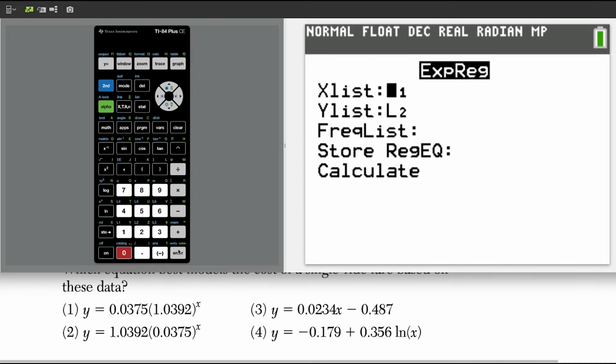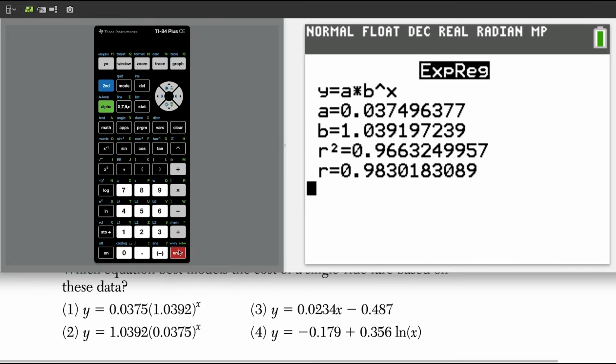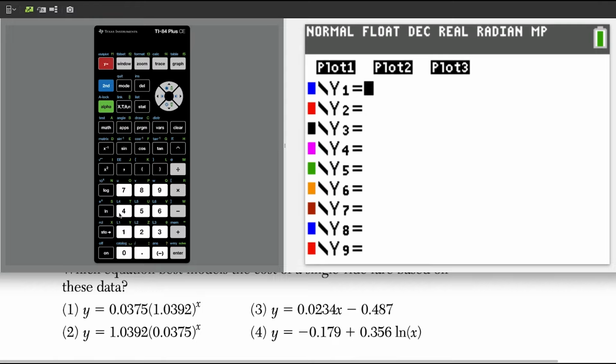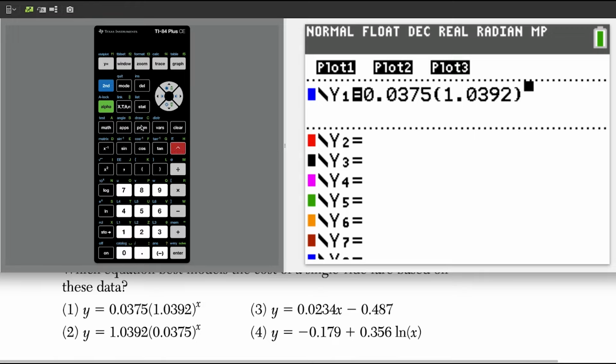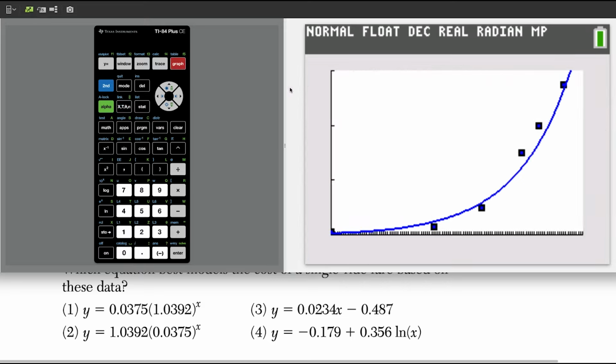So I press 0, and I keep pressing enter all the way through here, and I get these values here. So right away, it's looking like choice 1. And now if I want to plot that equation in my y1 spot, watch what happens. We have 0.0375, and we're multiplying by 1.0392 to the x power. So we have this, we press graph, and notice this curve is pretty close to these points here.